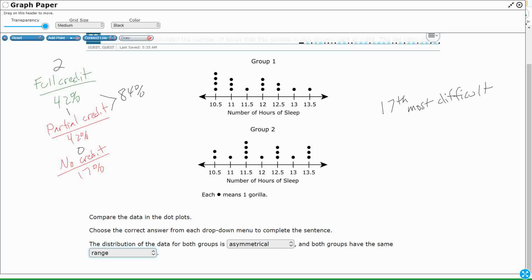So there's really only two choices that we need to make, assuming that the students were familiar with symmetrical and asymmetrical, right? That is a vocabulary term we have to be familiar with, and we can visually just look to see whether they look the same or they don't.